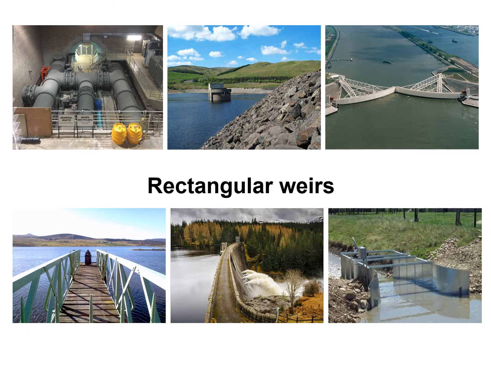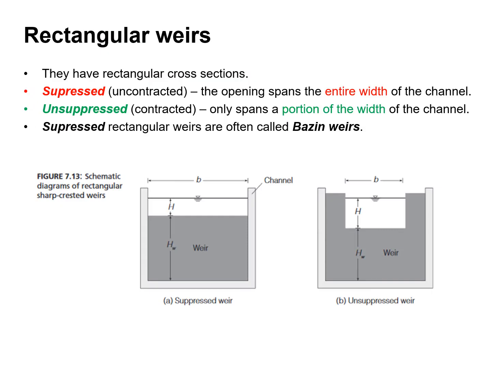I'm going to start with the rectangular weir. Rectangular weirs have a rectangular cross section. And they can either be suppressed or uncontracted, that is the opening spans the entire width of the channel, or they can be unsuppressed or contracted and only span a portion of the width of the channel. Suppressed rectangular weirs are often called basin weirs.